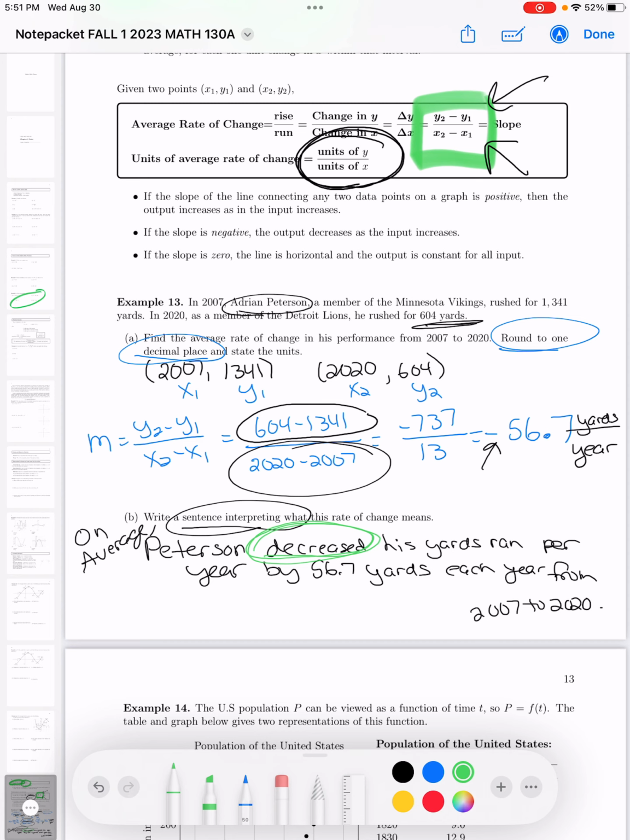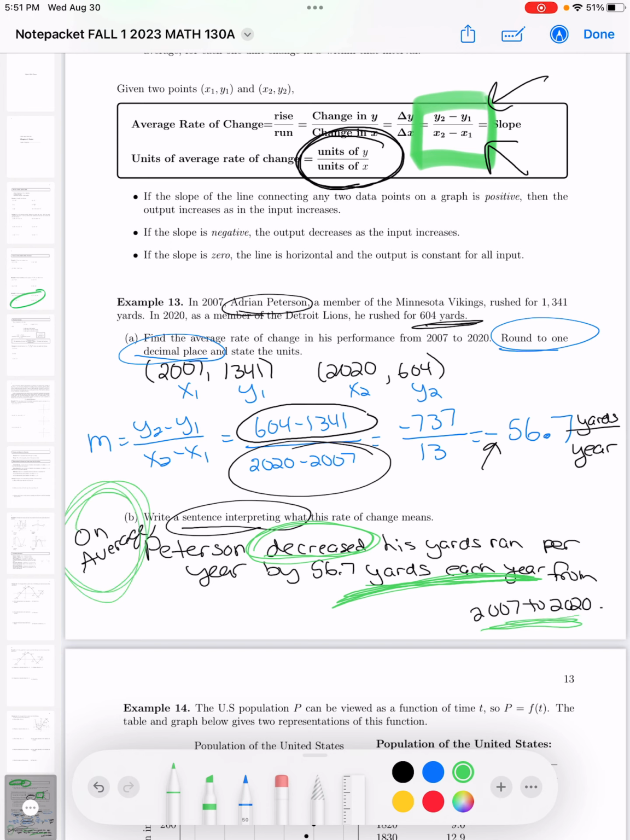I'm going to have to see the units, like here, yards per year or each year. We're going to need those. Those are the 2 big key things. Each one of those basically gets you a point. These are usually worth 2 points. They're each going to get you a point. The "on average" is good to have.